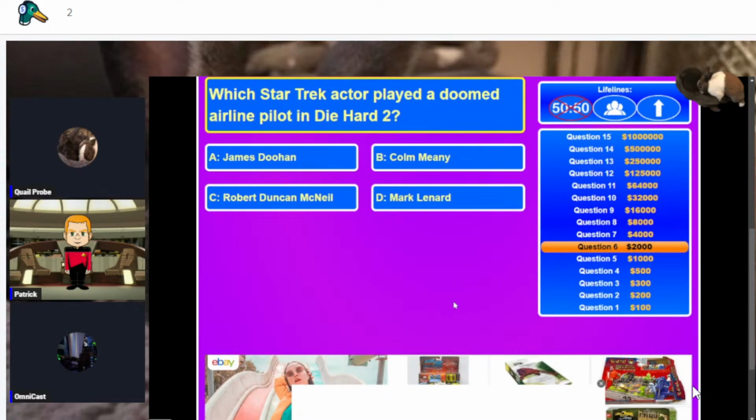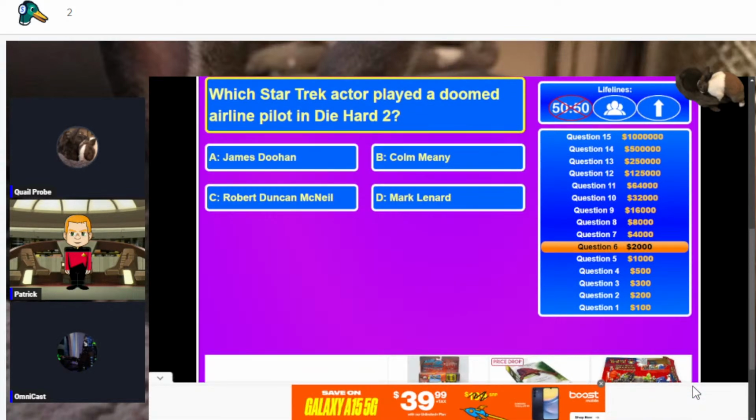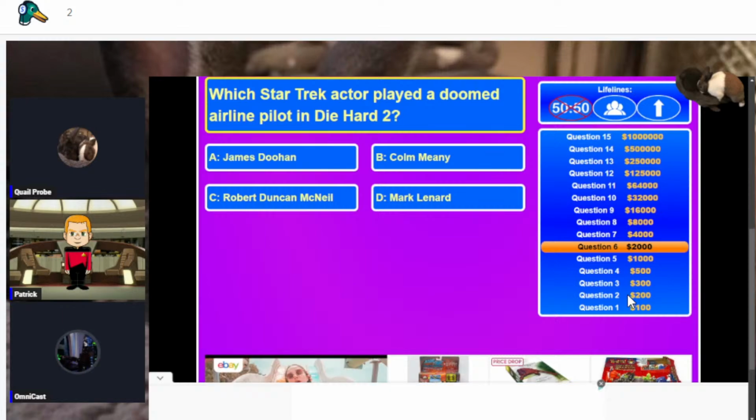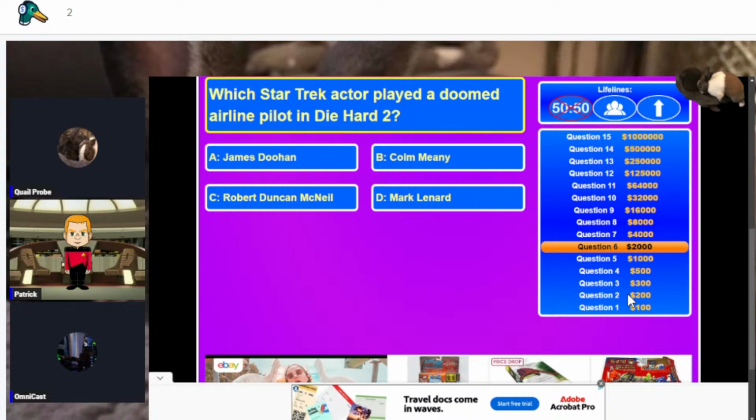For 2000, which Star Trek actor played a doomed airline pilot in Die Hard 2? A, James Doohan, B, Cole Meany, C, Robert Duncan McNeill, or D, Mark Leonard? Die Hard 2. That's funny. That's the Christmas one, right? Well, they're both at Christmas, but it's snowing now. It's the airport one. One is Nakatomi Tower, the 2 is the airport. 3 is New York, with Simon Says.